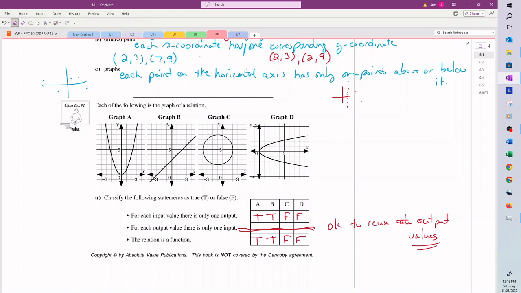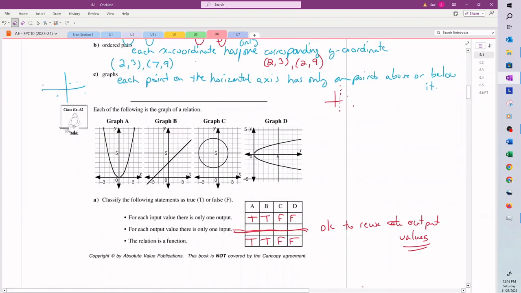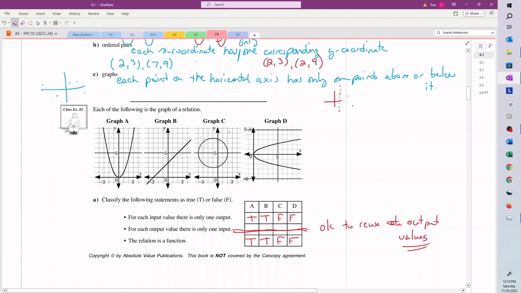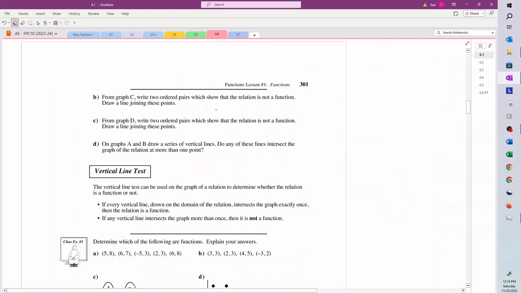Okay. And looking at the next page, we're doing what it says on the next page, but we're doing it on this page. So it says, for graph C, write 2 ordered pairs which show that the relation is not a function. So for graph C, there's a whole bunch of them, but let's just go with -1. Let's go with this line right here, because that one's actually on lattice points. So that's going to be -1, -3, and -1, 3. So just going to write that here, -1, 3, -1, -3.